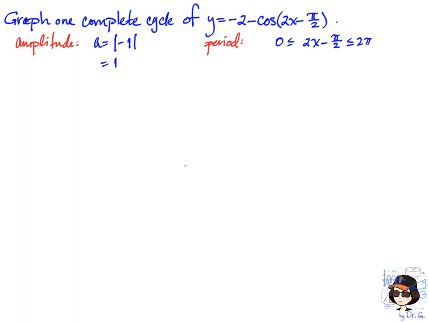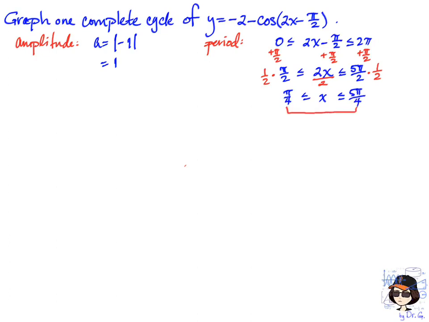All right, so to solve this for x, we first have to add pi over 2 to everything. And then we're left with 2x in the middle. Pi over 2 is the low end. The high end is 2 pi plus pi over 2, which turns out to be 5 pi over 2. Now we have to divide everything by 2, and we know that's the same as multiplying by 1/2. So we have x in between pi over 4 and 5 pi over 4.